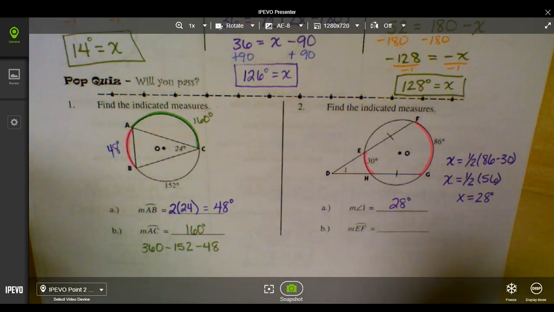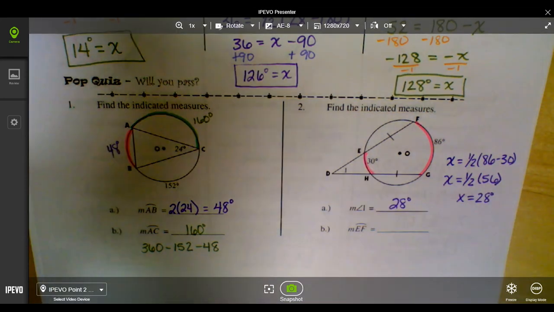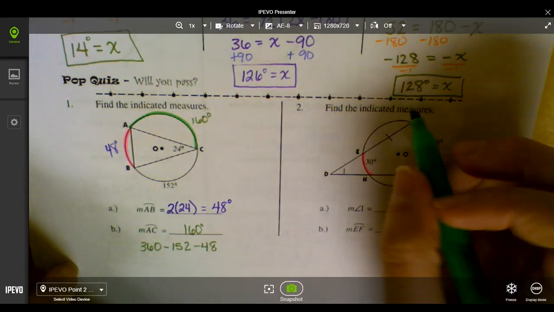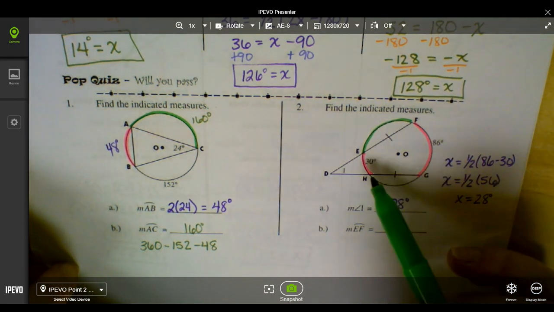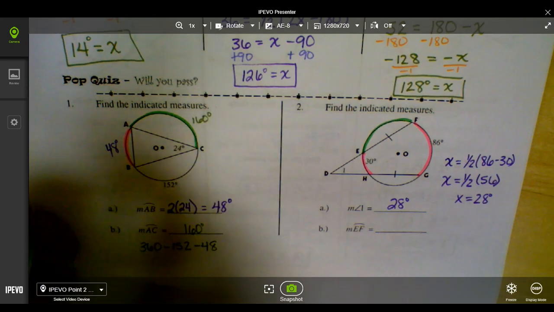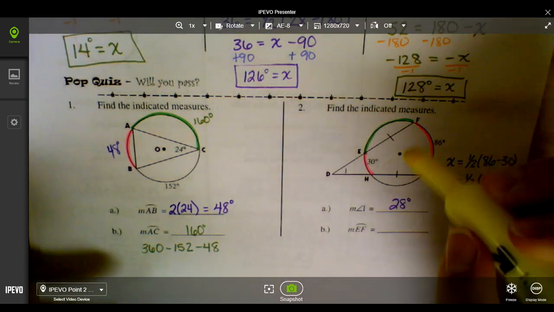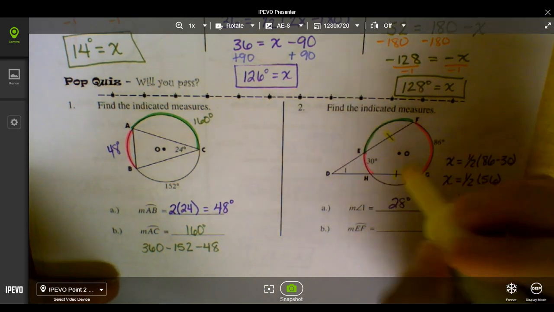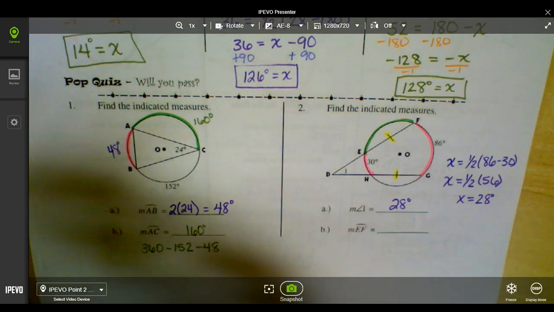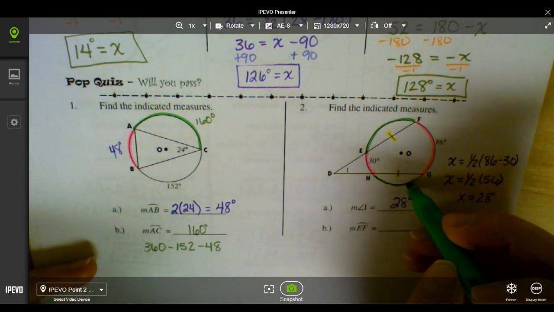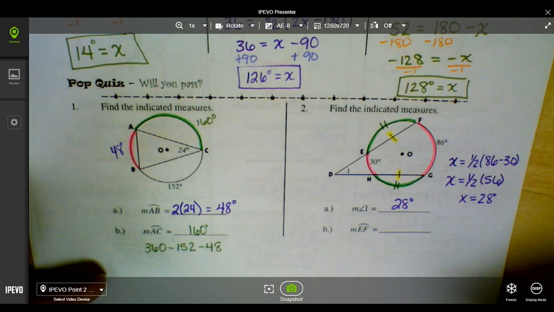All right, now this one you're going to have to use your brains a little bit more. Now it wants to know what the measure of EF is going to be. We know that we have 86 here and 30 here, but the other thing that's going to help us with this problem is these guys right here. It gives us congruent chords inside the circle. And again, this is from a couple of units ago. Whenever they give us congruent chords, that means these arcs are also going to be congruent.